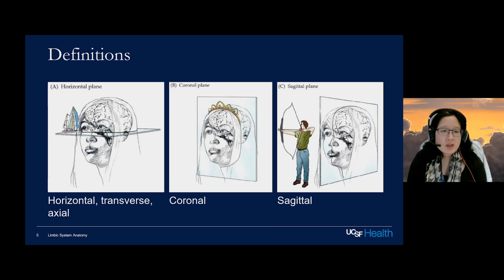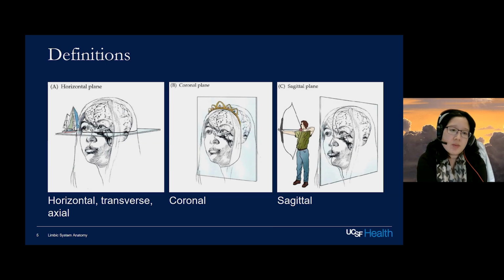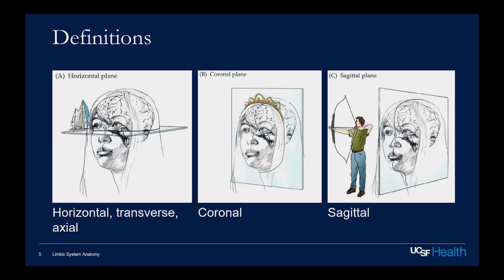When we image the body, we have different planes that we can image in so that we can get a good 3D view and reconstruct it in our heads. A horizontal plane is also called a transverse or axial section. A cut through the front of the head, like a crown, is a coronal section. And down the middle on the side is known as a sagittal section. We'll be using these terms to describe the anatomy today.